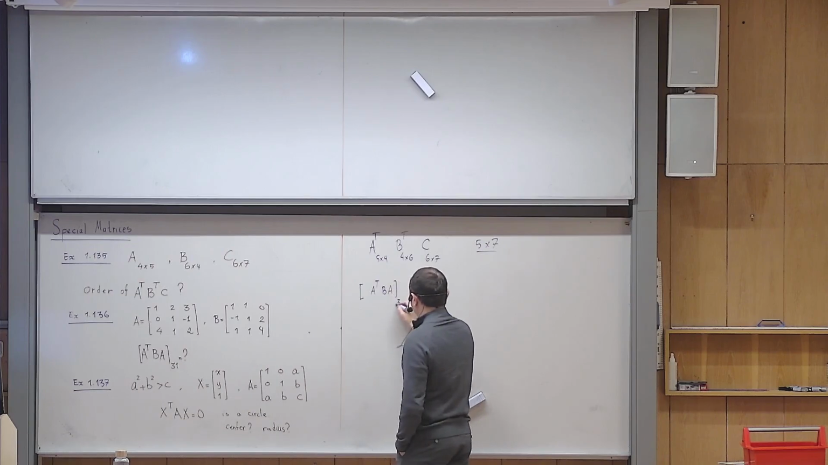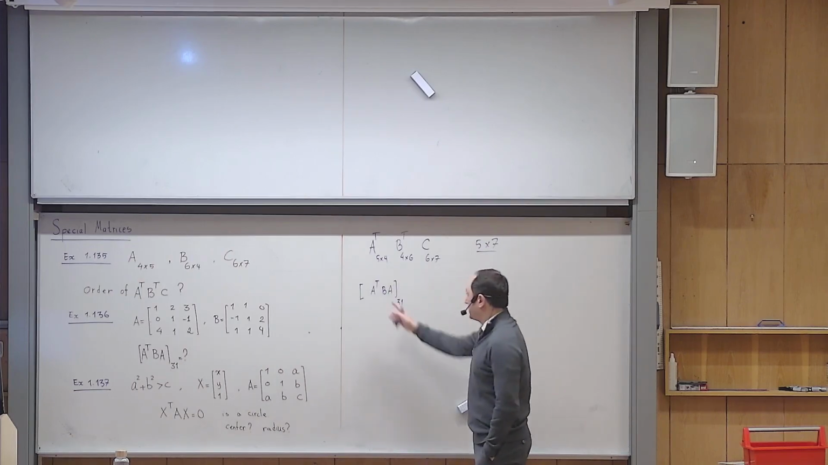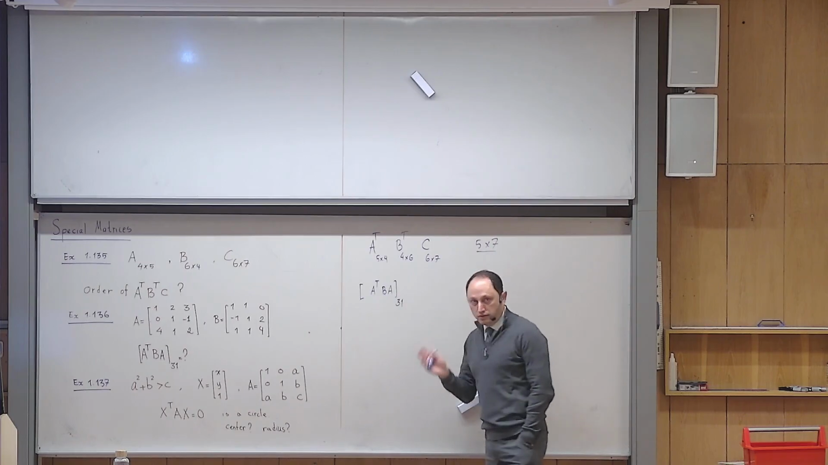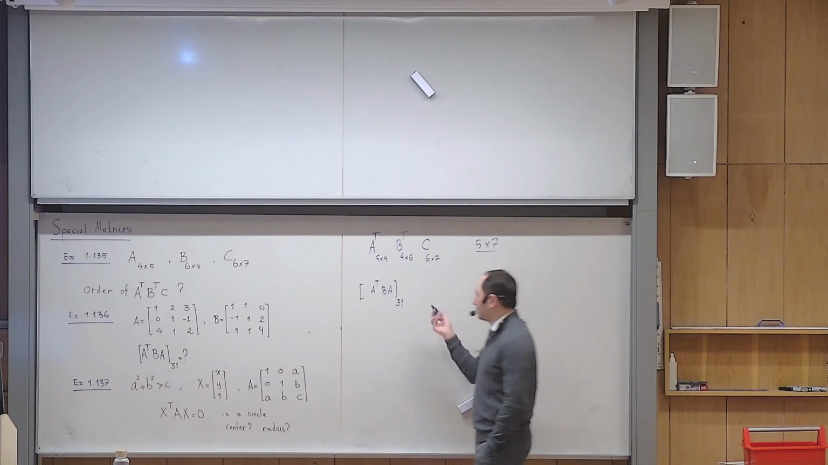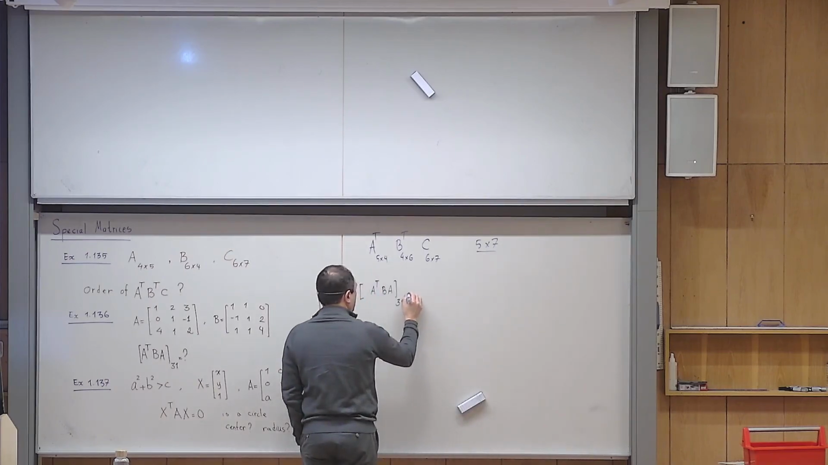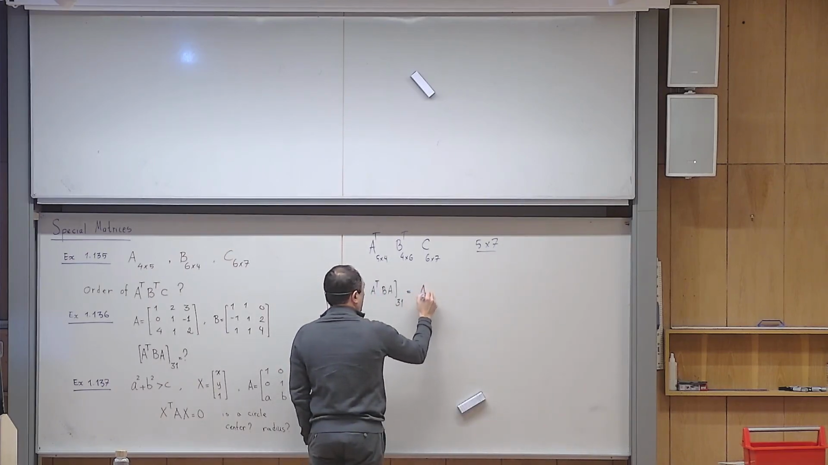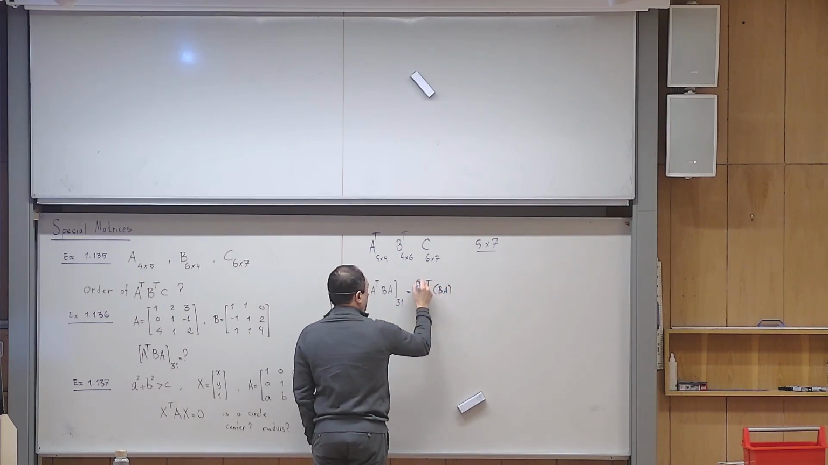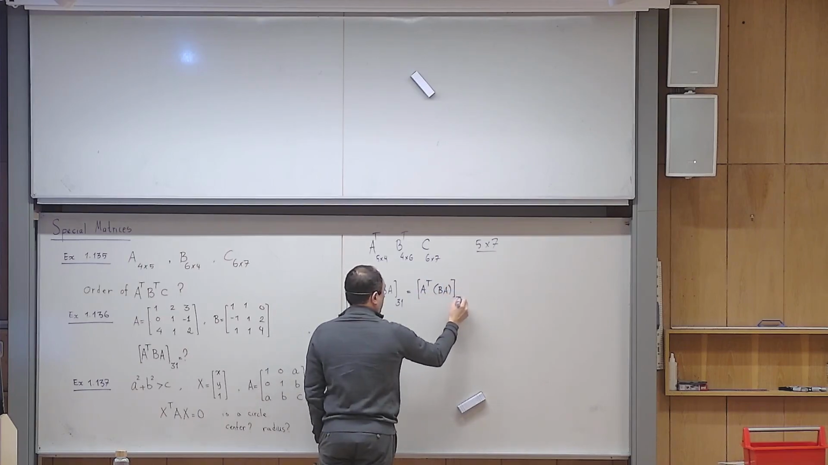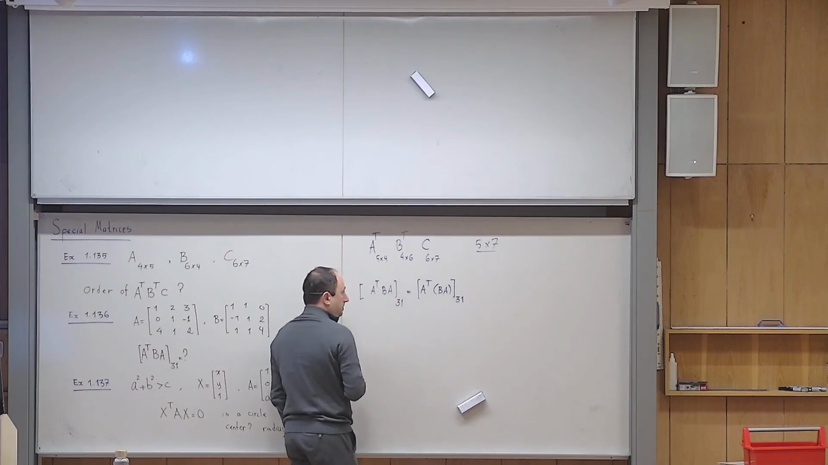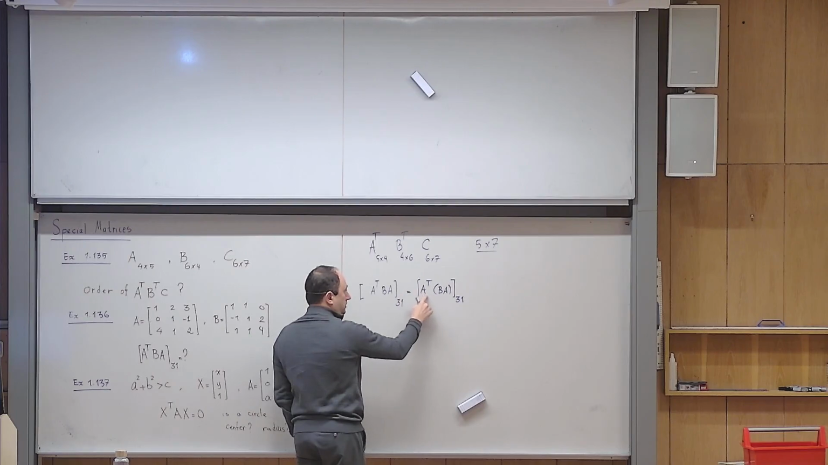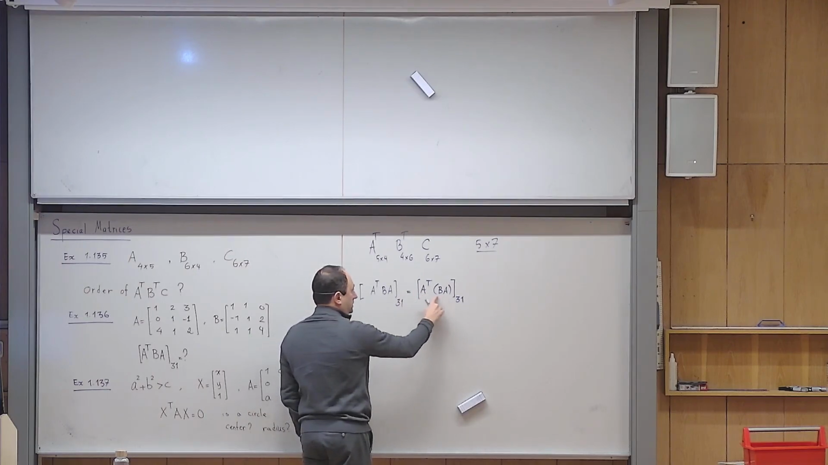You want to find this entry. But that's a product of three matrices. Matrix multiplication is associative, so I can group them in any way that I want to. For example, I can write A transpose alone and combine B and A together. And then I want to find the entry on the third row and first column of this product. So now I have the product of two matrices. One matrix is A transpose and the other one is BA.